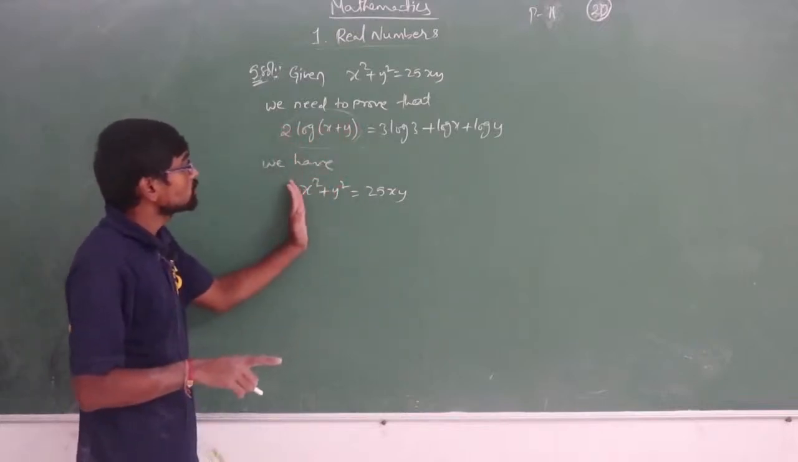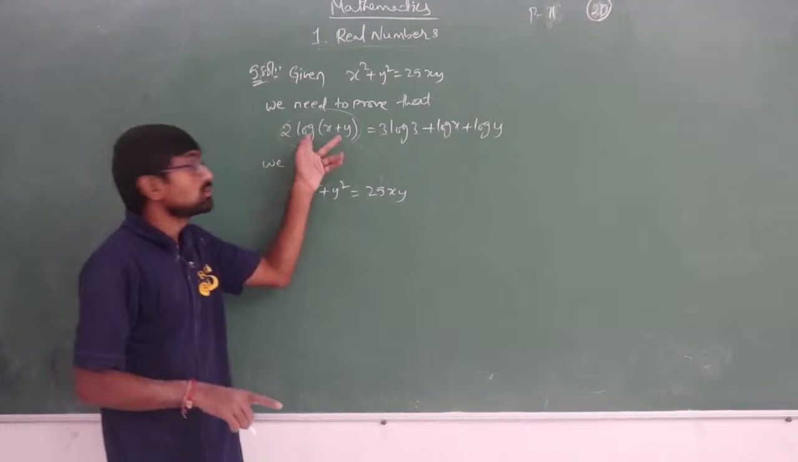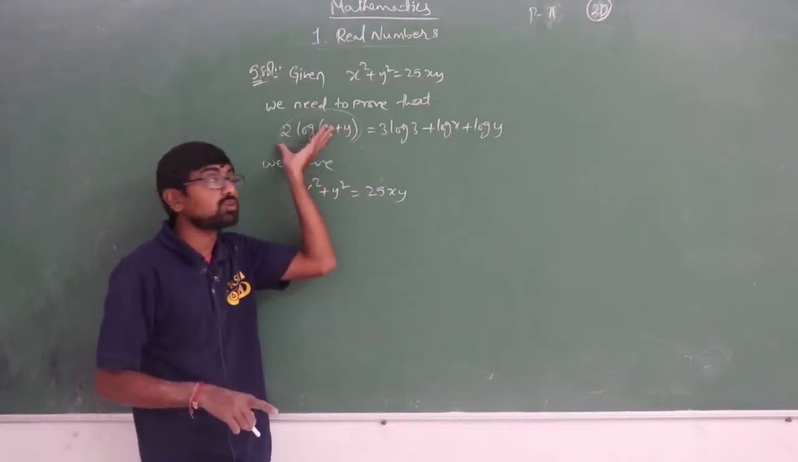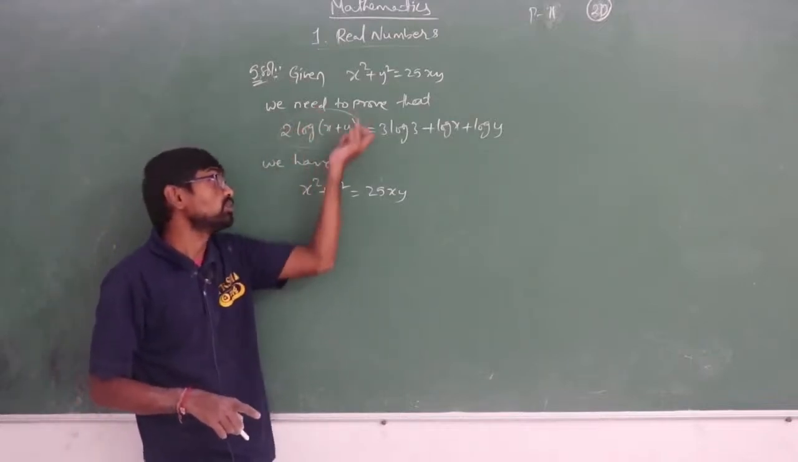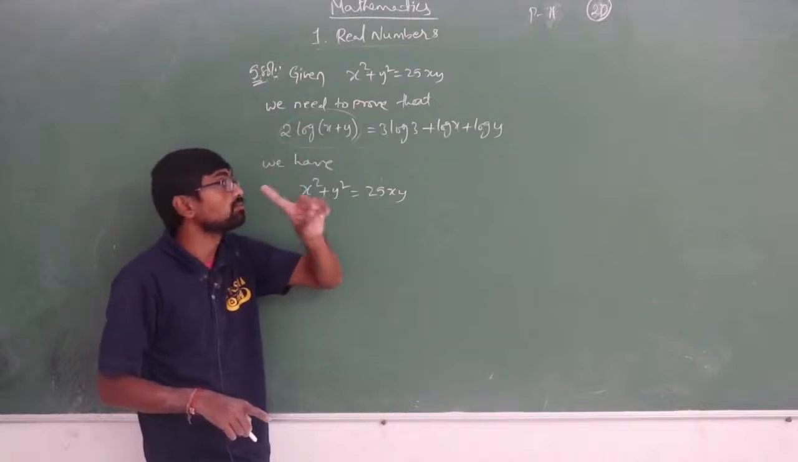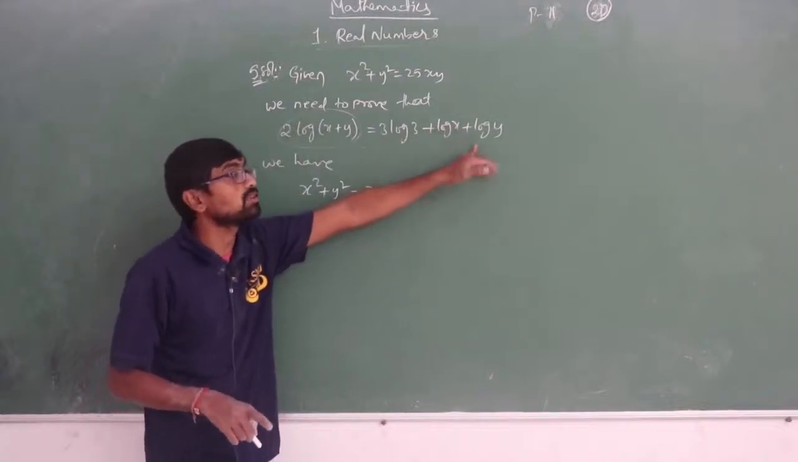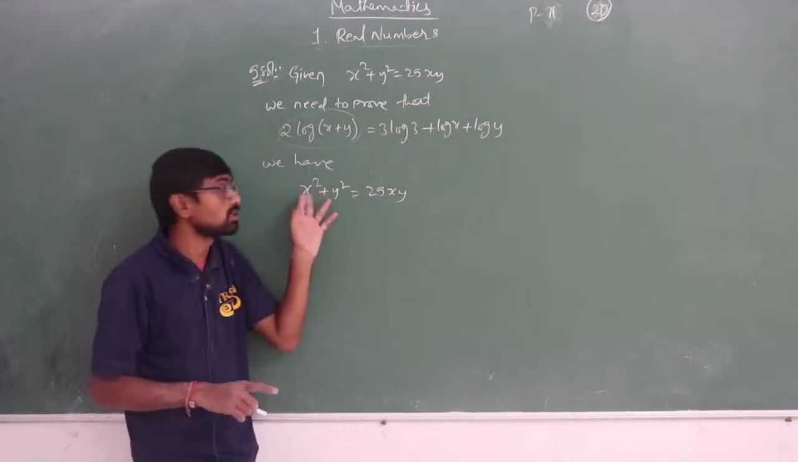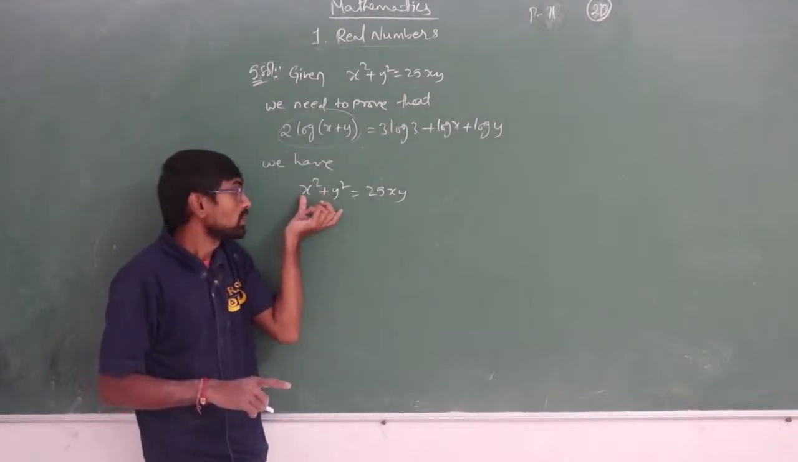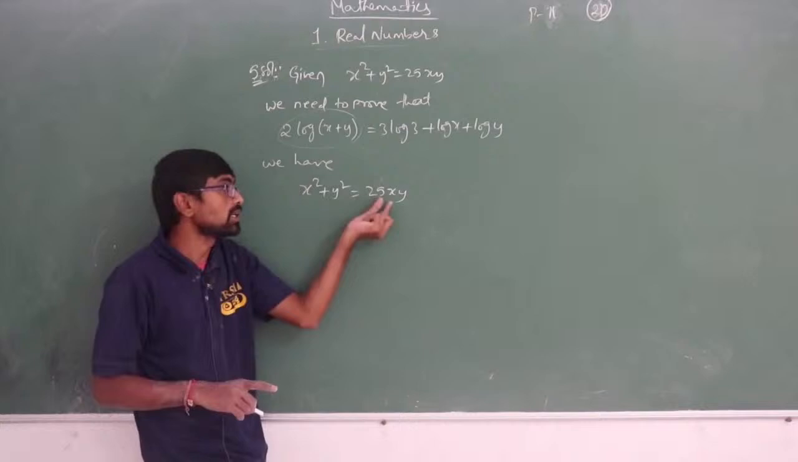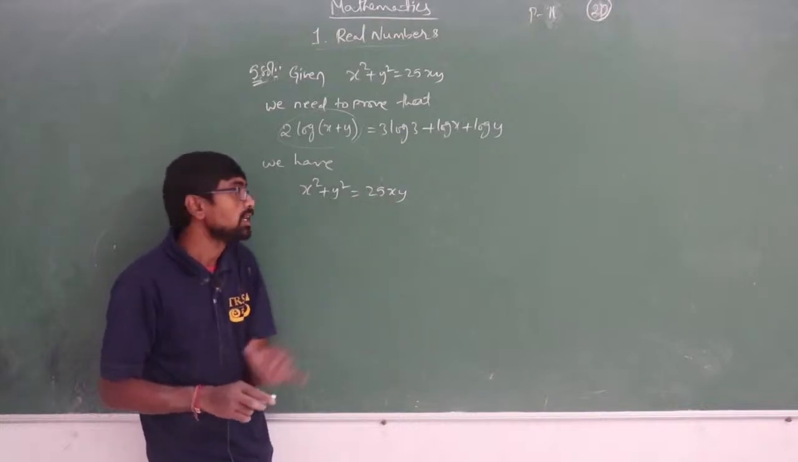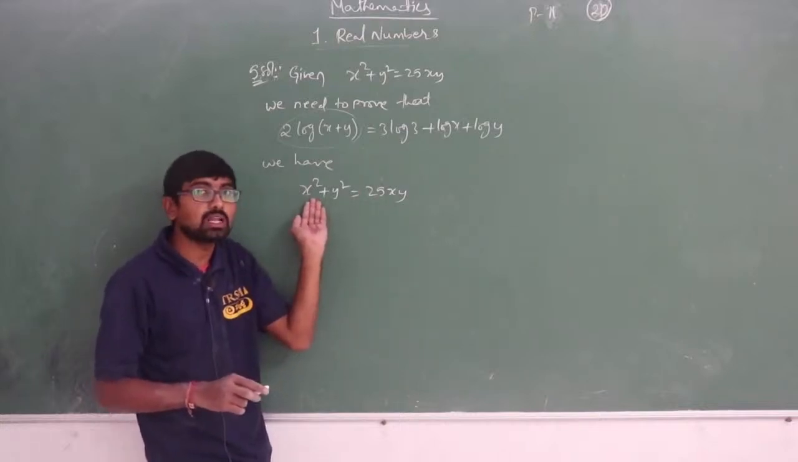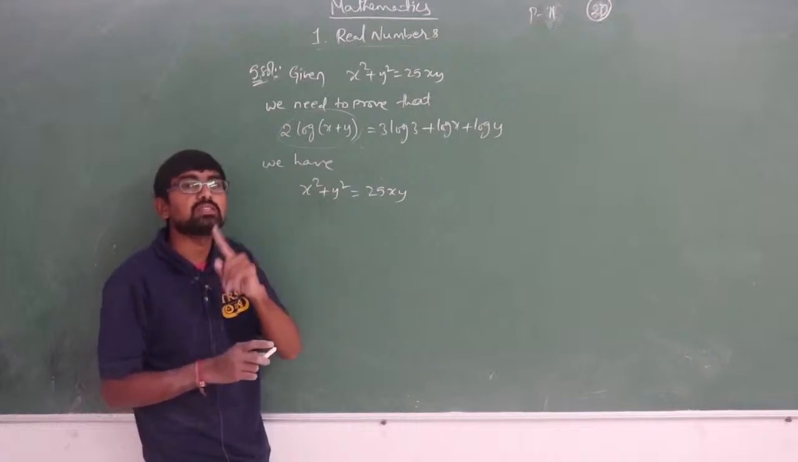Understood? This whole thing is only one single term. But here we have x square and y square. As this is given in logarithmic form, the whole thing is one single term. And here we have 3 terms. But here in the question, on the left hand side we have 2 terms and on the right hand side we have one single term. It means that we need to convert this left hand side into one single term.